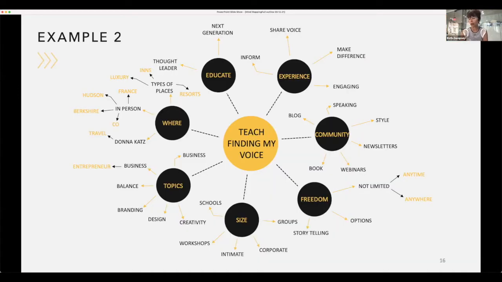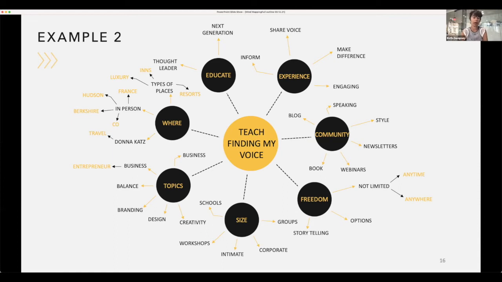Community. Why would you want to teach? It gives you a sense of community. It gives you freedom. Okay. What size? If you're going to teach, do you want to teach corporate, groups, workshops, individuals, schools, topics? What kinds of things do you have expertise in? What comes to mind? Creativity, design, branding, balance, business.